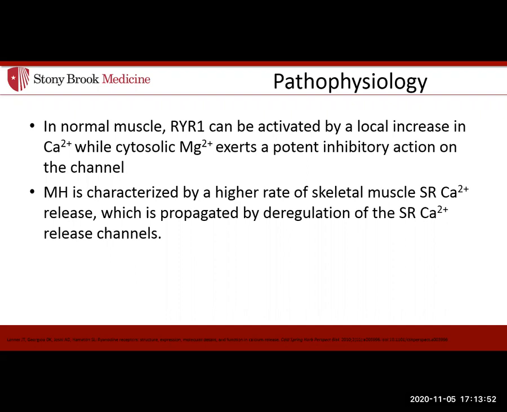While in malignant hyperthermia, we have a higher rate of skeletal muscle calcium release because this is propagated by the mutations in our ryanodine 1 receptors. In this case, there's too much calcium, and therefore the magnesium cannot overcome and help to ameliorate the excessive calcium effects. This is why we get the muscle rigidity in malignant hyperthermia.